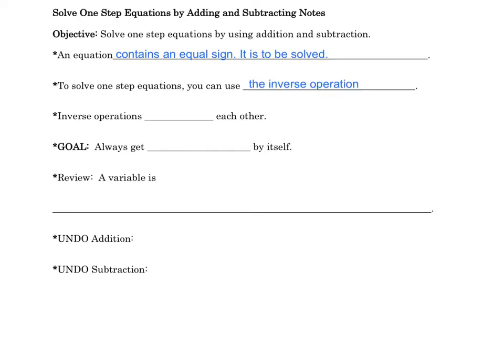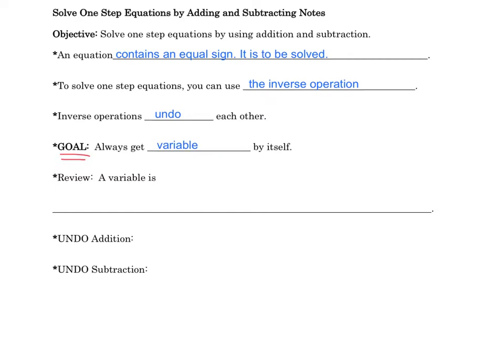And inverse operations undo each other. So inverse operations always undo each other. And our goal, whenever we're dealing with equations, is to always get the variable by itself.